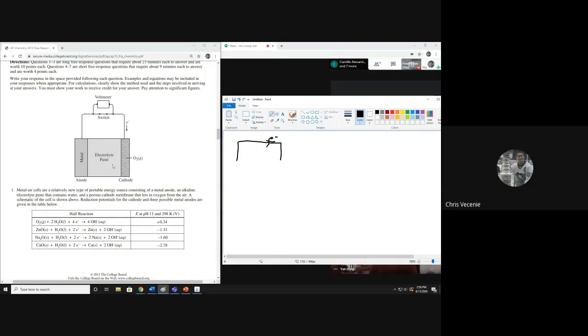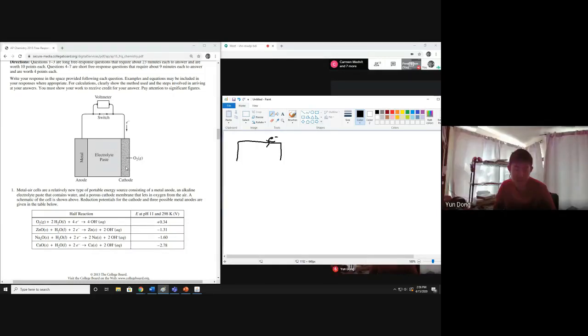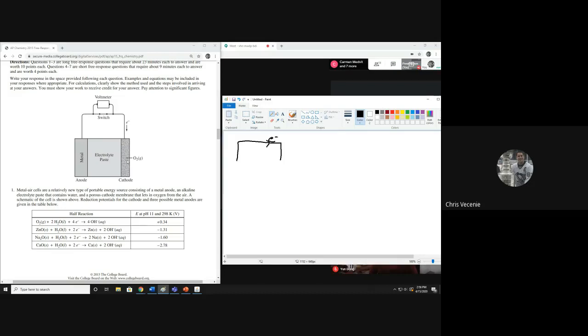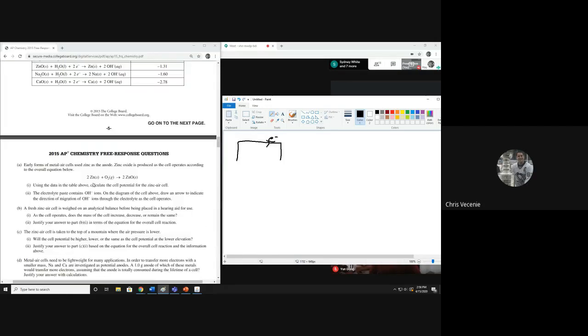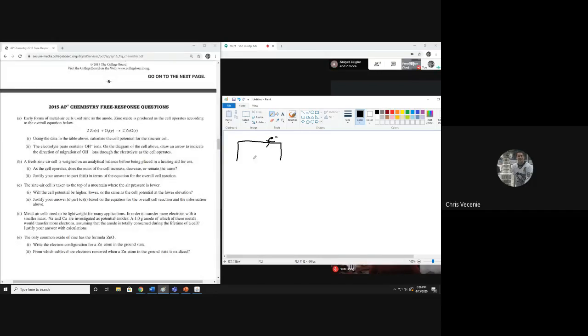The electrolyte paste is the salt bridge. This porous material here is the electrode. At the cathode, the electrolyte paste is simply the salt bridge. All right, so if we start thinking in those terms, it looks a whole lot more normal. So we got these here. I'm sorry, we're going to have to scroll up and down a lot because it's on two different pages.